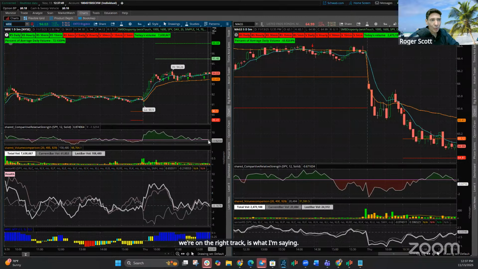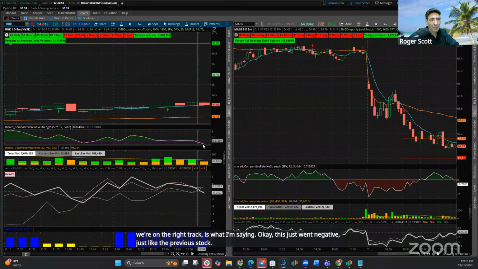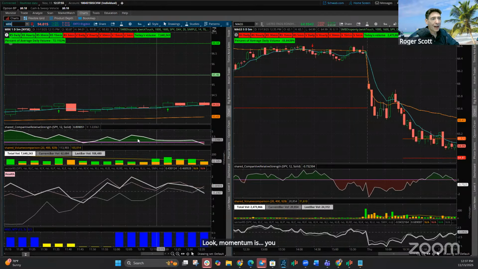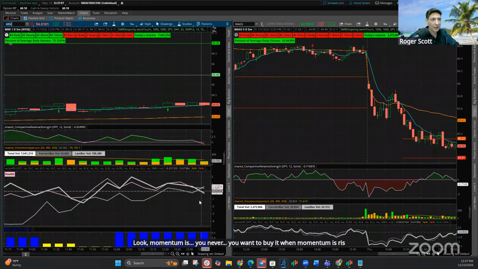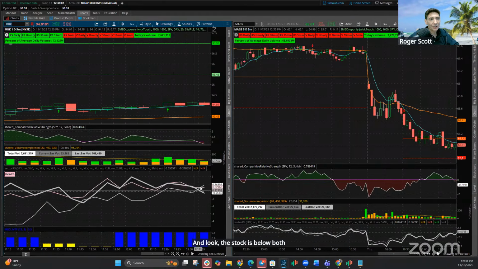Okay, this just went negative, just like the previous stock. Look, you want to buy it when momentum is rising, not when it's falling. And look, the stock is below the SPY. The SPY is gaining over the stock and over the sector.